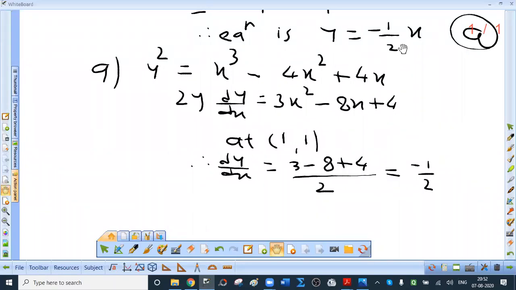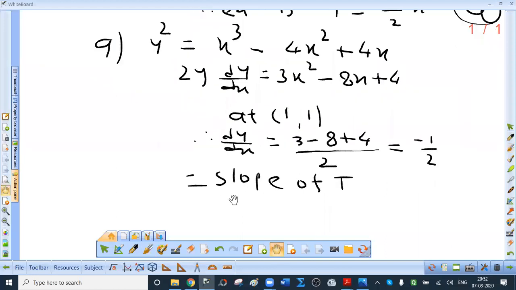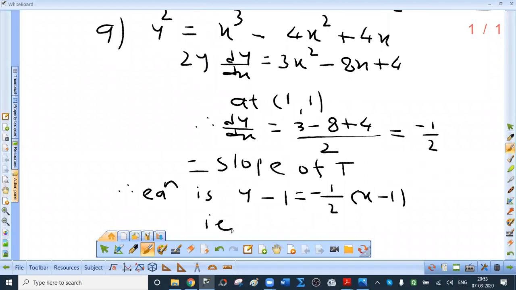So differentiate. 2y dy dx equal to 3x square minus 8x plus 4. Now derivative at 1, 1. So it comes out to be what? Minus half equal to slope of tangent. So what is the equation? y minus 1 equal to minus half into (x minus 1). Simplify this. So you get equation of tangent as x plus 2y equal to 3.